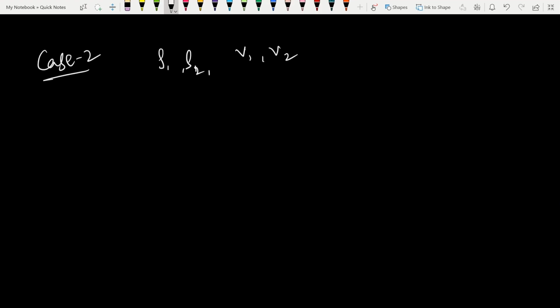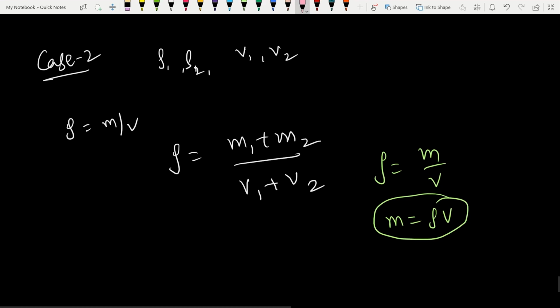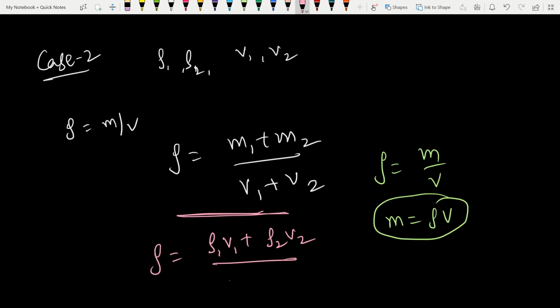The formula is, we know, density equals mass per unit volume. The same we can consider: rho equal to M1 plus M2 by V1 plus V2. In the masses' place, we can write M equal to rho into V. Using this, rho equal to rho 1 V1 plus rho 2 V2 by V1 plus V2. If V1 equals V2, we can take V common. Now how will the formula become?